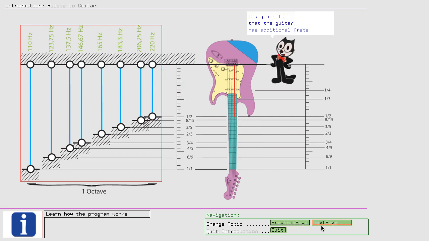Did you notice that the guitar has additional frets besides the notes we found in the 8-tone natural scale? How many unused frets do you find in the first octave?